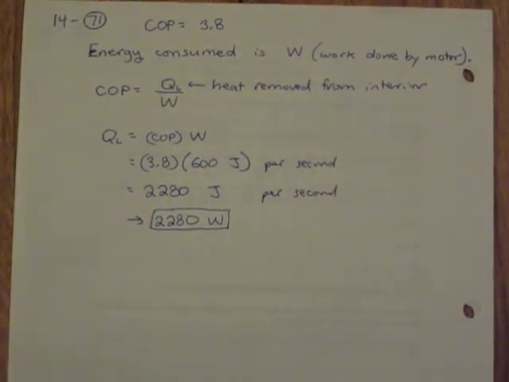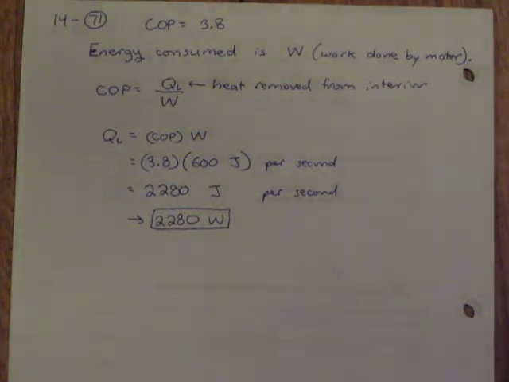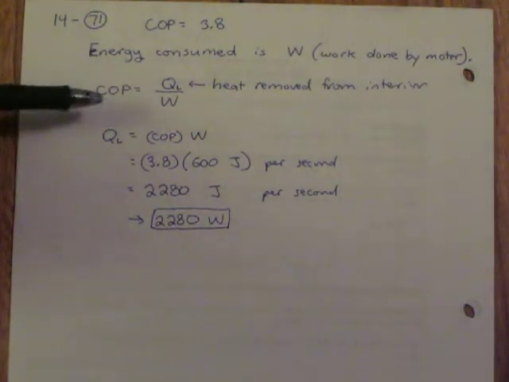This is part 3 of the chapter 14 homework, starting with number 71. We have a refrigerator with a coefficient of performance of 3.8. The energy consumed is the work. That's the work done by the motor. Q sub L is the heat removed from the interior. So the coefficient of performance is Q sub L over W.